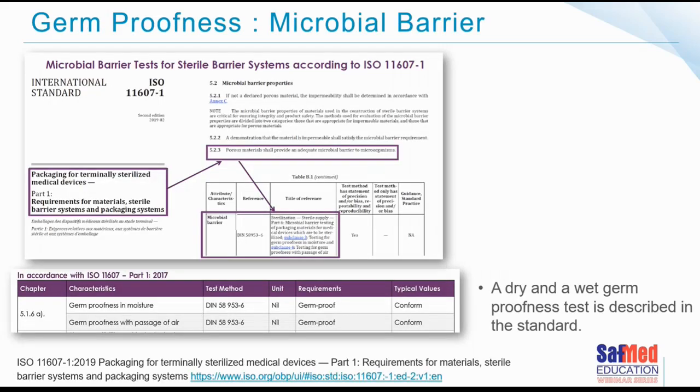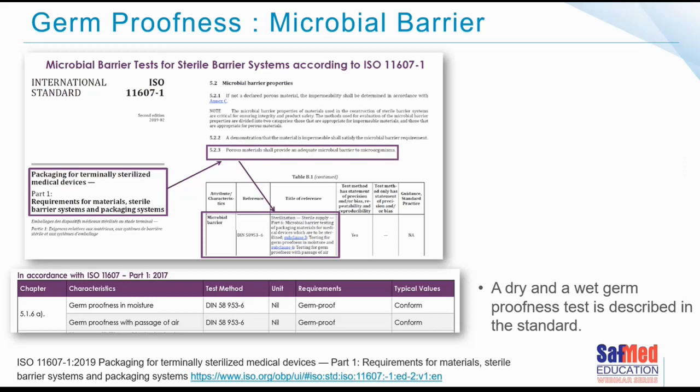Moving on to, I think, one of my favorite tests. Actually, this one and the hydro head are my two favorite tests. This is about microbial barrier properties. It is very important that a sterile barrier system has microbial barrier properties. So the material itself is the important aspect here.